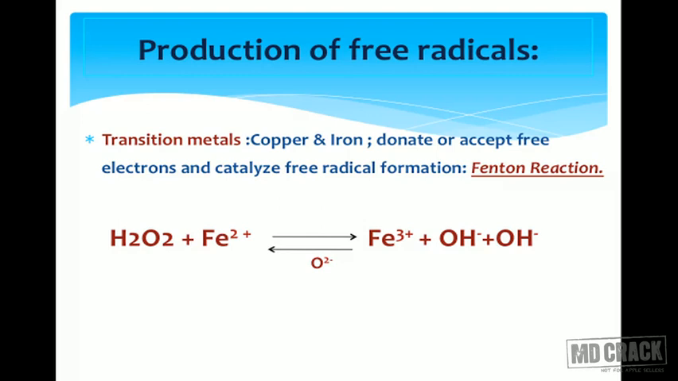So hydrogen peroxide, when it comes in contact with ferrous ions, in the presence of metals like iron or copper, it gets free electrons. So this is a classical example of a Fenton reaction. This will keep on taking place inside the body.